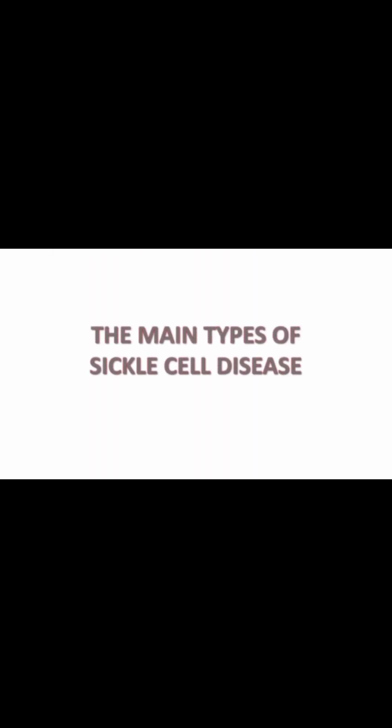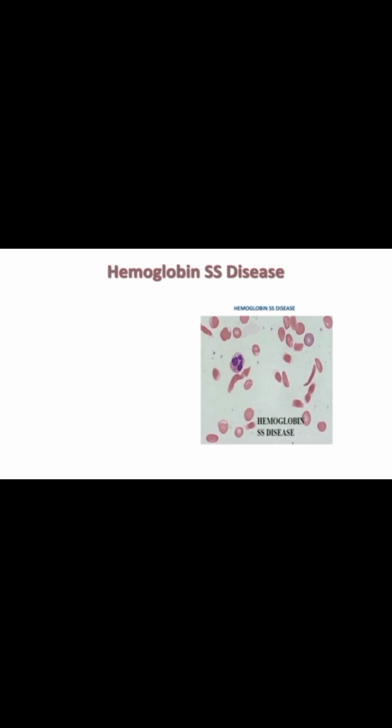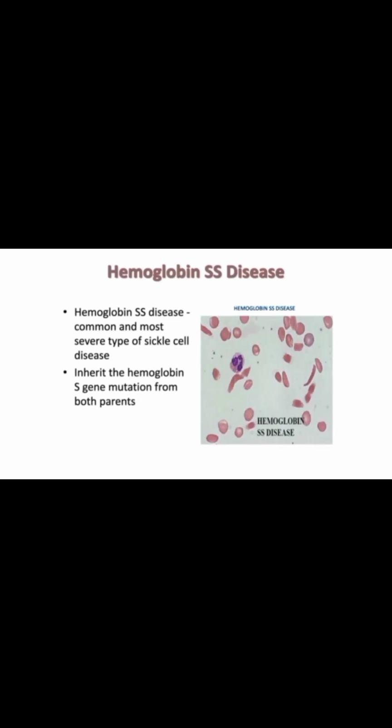Main types of sickle cell disease. Hemoglobin SS disease. Hemoglobin SS disease is the most common and most severe type of sickle cell disorder. It occurs when the hemoglobin S gene mutation from both parents is inherited. In this type, the body produces only hemoglobin S. This type is often called sickle cell anemia.